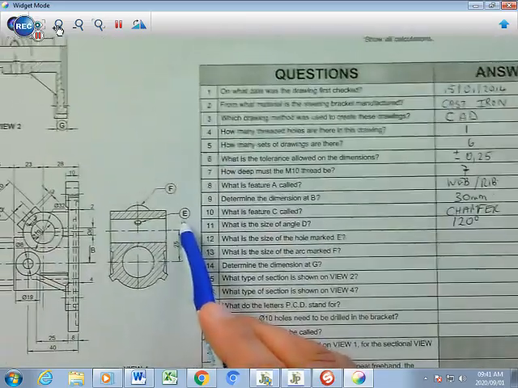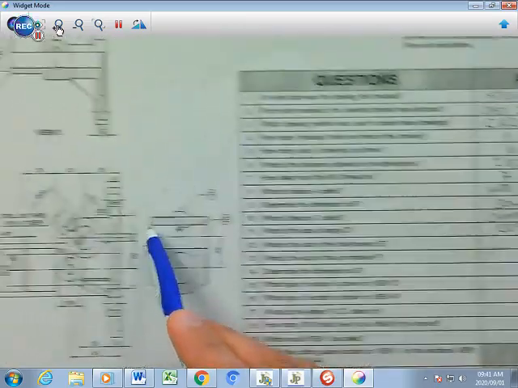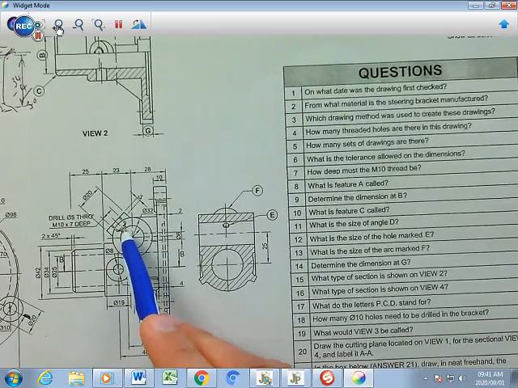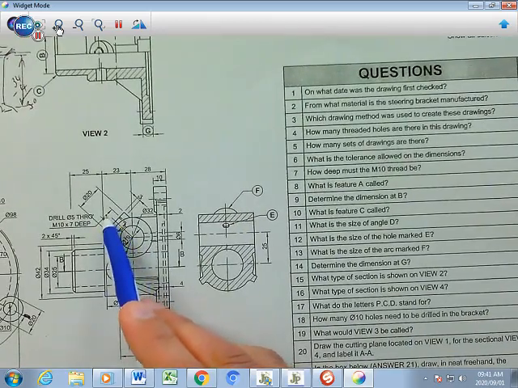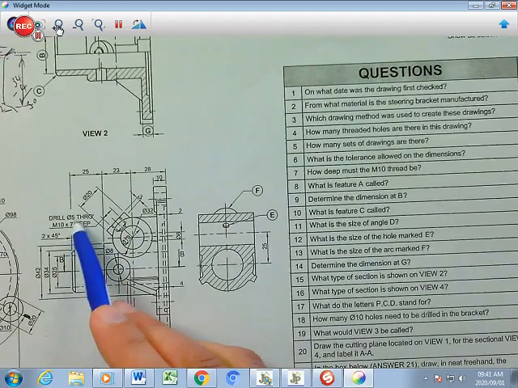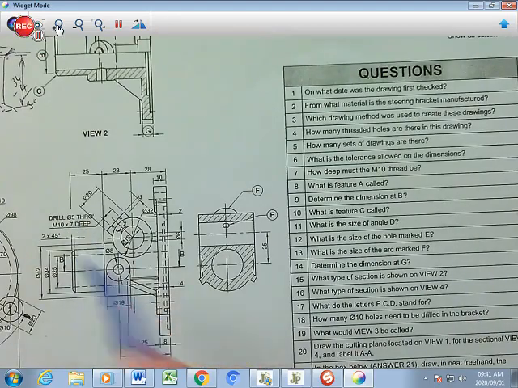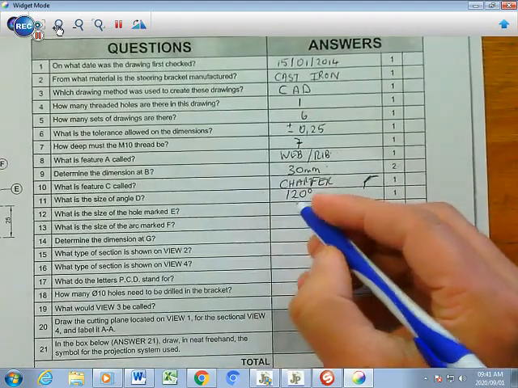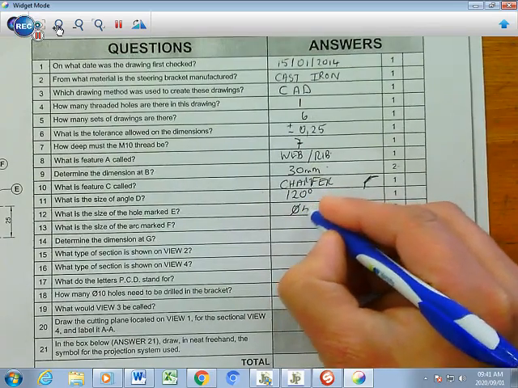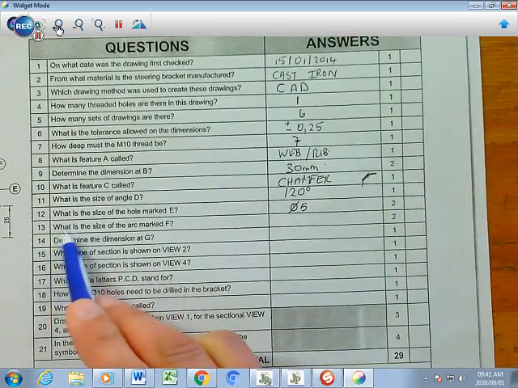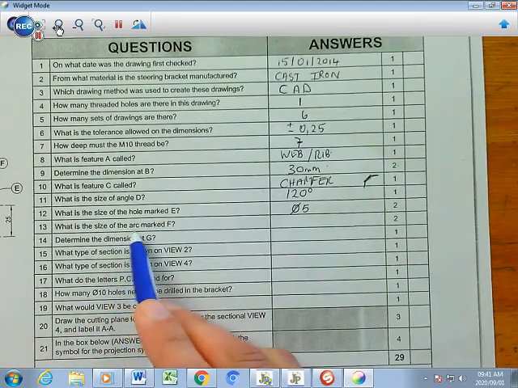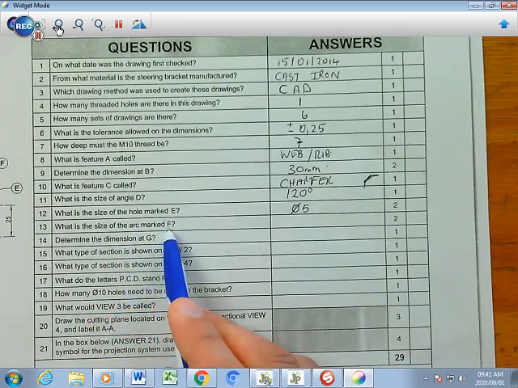12, what is the size of the hole marked E? So there is E. There's a little hole there. If you take it across, it refers to that hole there, and if you go to that there and you follow the line, you will find it is diameter 5.